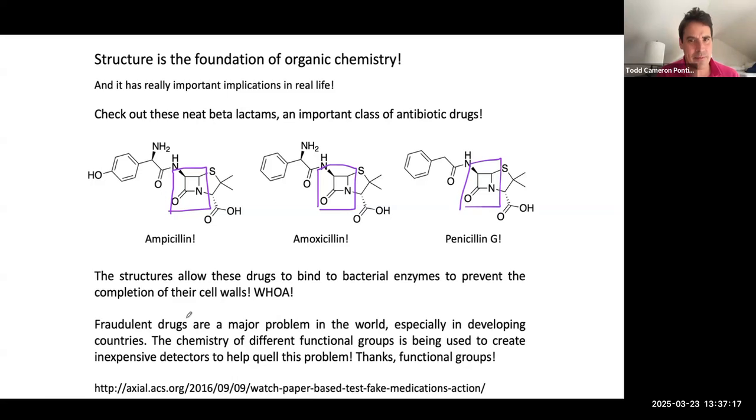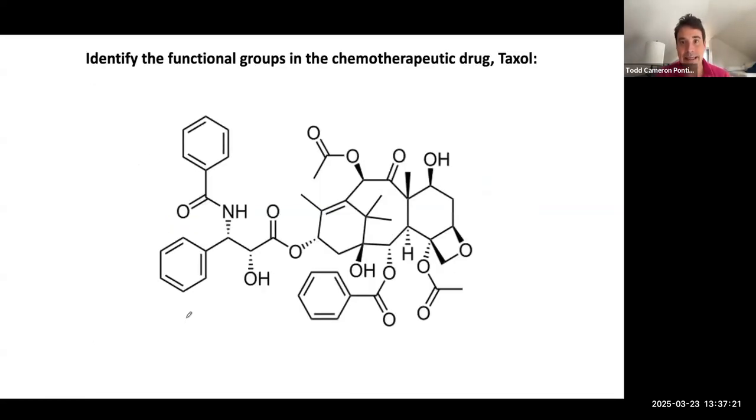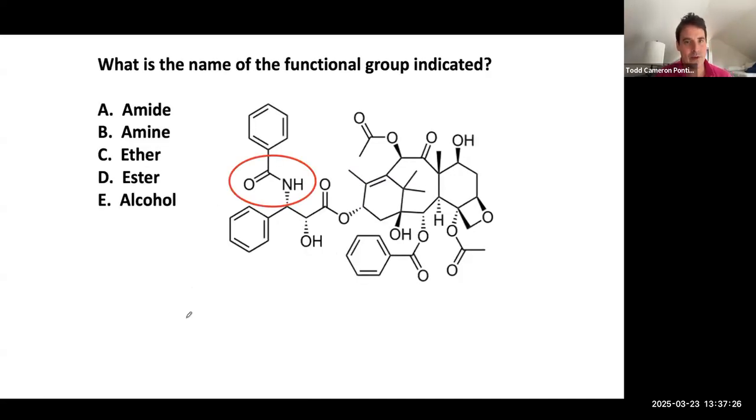Let's see if we can identify some. So take a moment. Feel free to pause as you go through this. This is a chemotherapeutic drug, Taxol, and it's got a ton of functional groups. First of all, let's do this functional group. What is that? In between each question, I'll give about 5 seconds, so if you want to pause, feel free to. What is that functional group? It's an amide. What's that functional group? It's an alcohol.